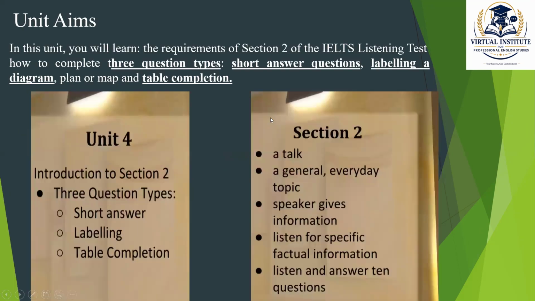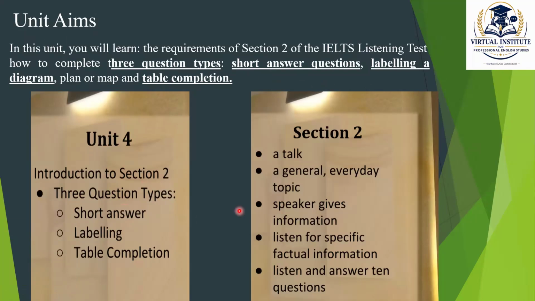So there will be one person, and he or she will be talking about something, and that something will be general, right? A day-to-day topic. Now, the aim of this unit: you will learn the requirements of section 2 of the IELTS listening test, and how to complete the 3 question types, such as short answer questions, labeling a diagram, plan or map, and table completion, right? These are the types of questions that you might get in this section.